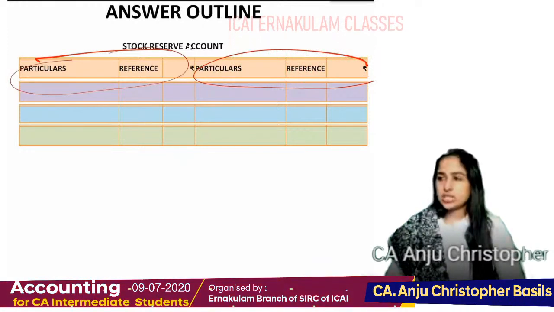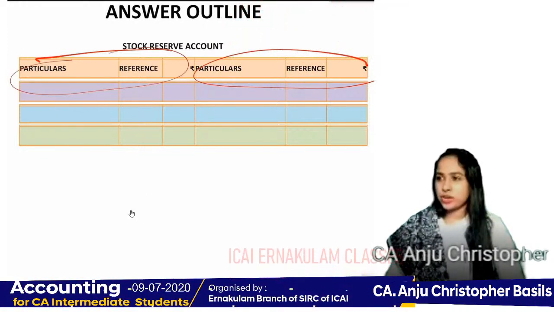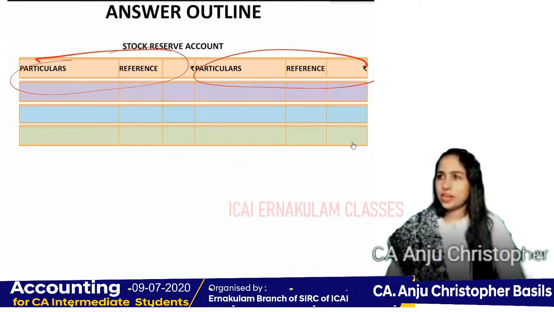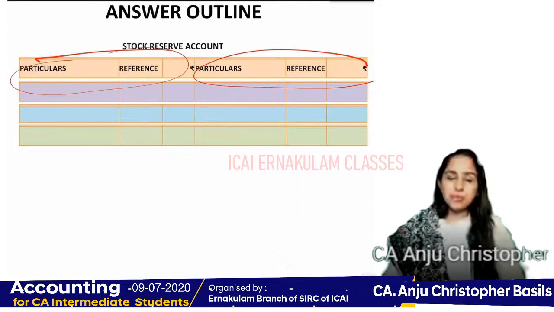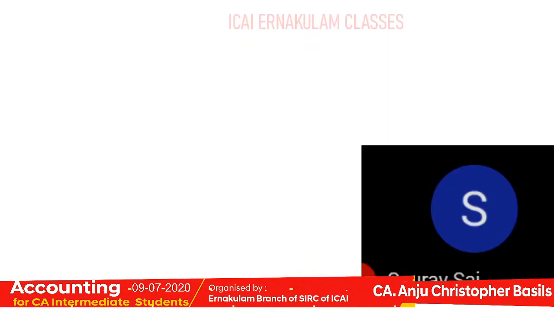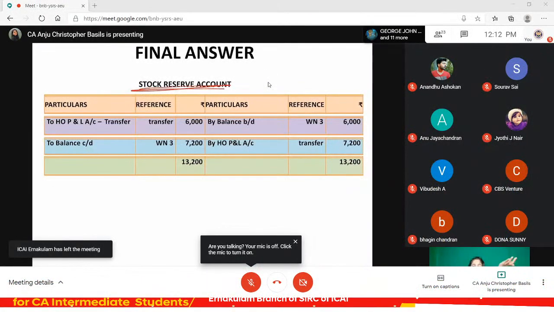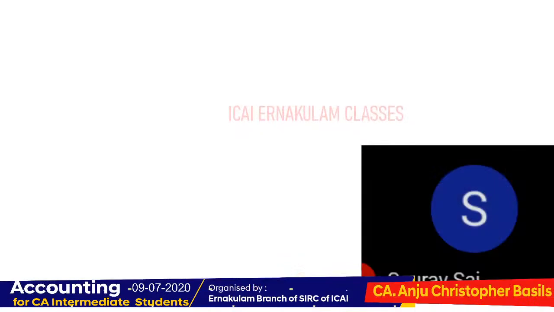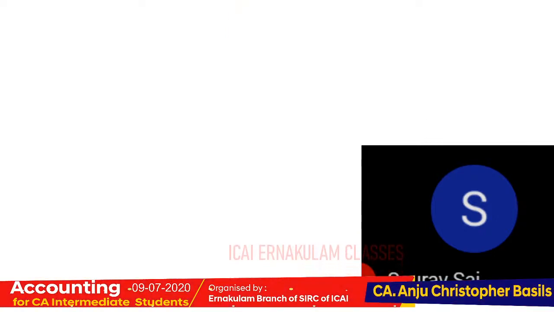All right, good students, majority done, rather almost everybody is done, I guess. Good job. Now we just have to prepare the stock reserve account. Here we go, the stock reserve account. See, listen, in the opening, opening stock is more, so as to remove that, it will be on the opposite side, right? So here we have the opening stock reserve, which you've transferred to the HO, head office profit and loss account, and the closing stock 7,200, which again you transfer to the head office.